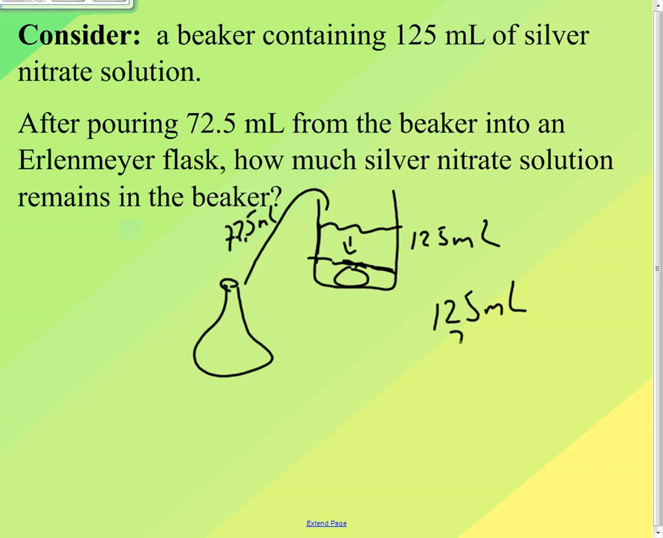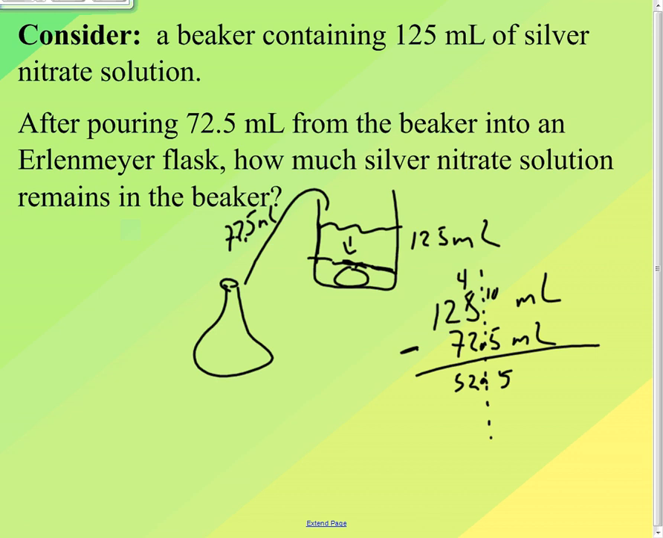I have 125 milliliters. After pouring 72.5 milliliters out, let's move my milliliters here so we can line this up. Subtract, how much do I have left? I'm going to draw my line. Remember, that's where my decimal point is. So let's put my decimal point here. Okay, that has to become 4, 10, 5, 2, 5, right? 52.5.